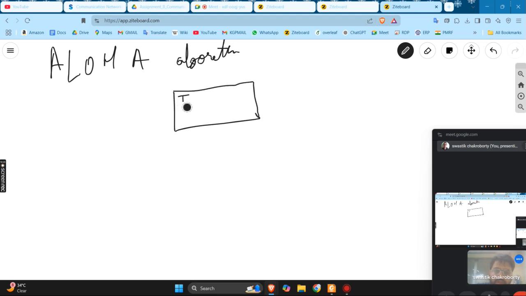The transmitter wants to send a message, rather not wants to, the transmitter just simply sends the message. It does not even think, it just sends the message. Transmitter sends message.